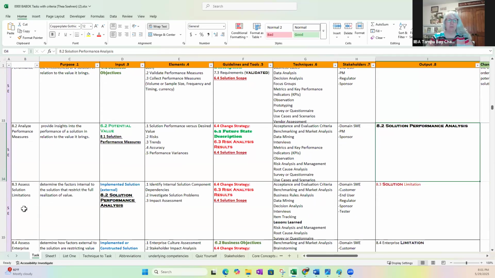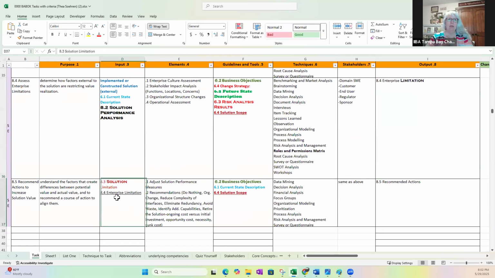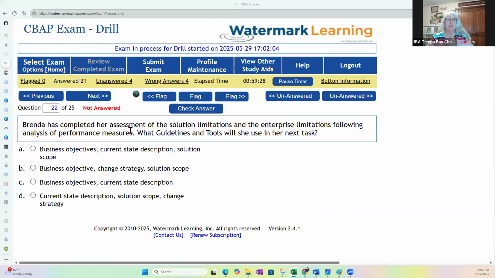8.2 feeds into task 3 and solution performance analysis, which is assess solution limitations, which ends up to be solution limitations. Then it gets a little wonky. 8.2 is also in 8.4, assess enterprise limitations, which turns into enterprise limitations. And this is 8.3 and 8.4 that feed into 8.5, which is recommended actions. So now that I went through all that, going back to this, she went through 8.1 and 2.